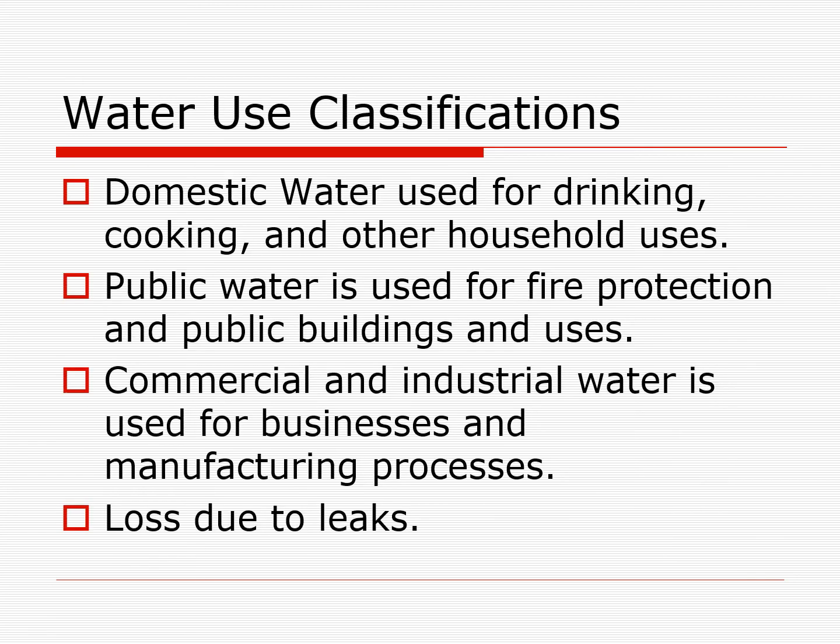How do we classify water? It's classified under what it's used for. So domestic water is used for drinking, cooking, and other household uses. Public water is used for fire protection and public buildings and uses. Commercial and industrial water is used for businesses and manufacturing processes.